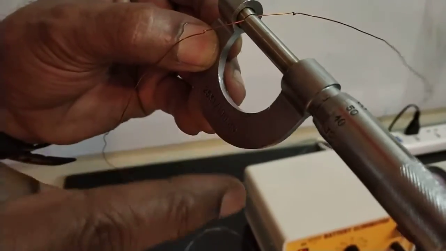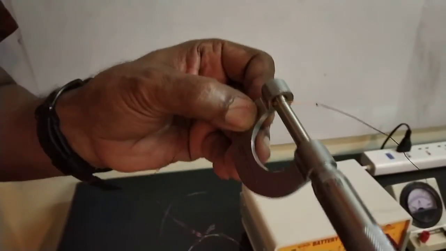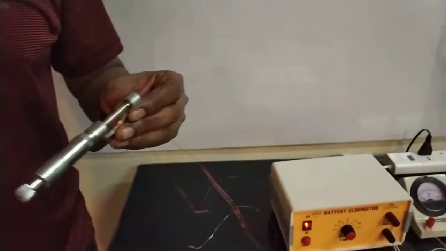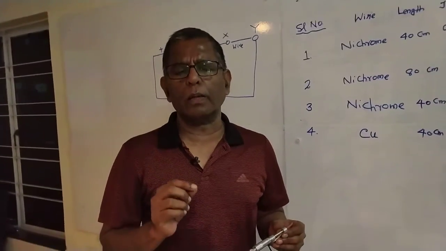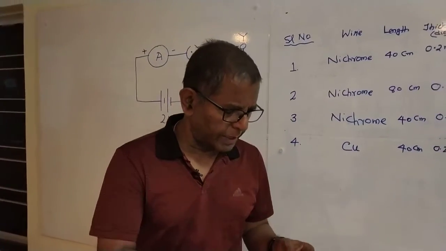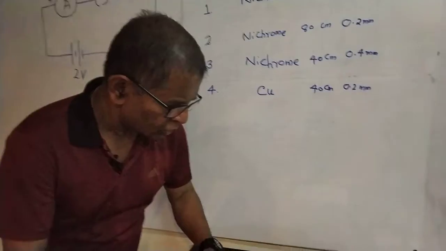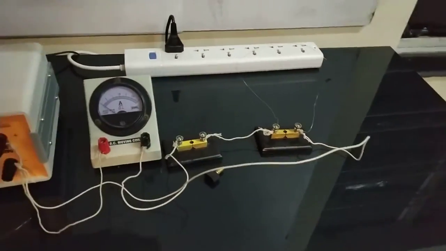It has a main scale and a rotating scale, and this is called a micrometer because you can measure the diameter up to 1 micrometer. That means 0.001 millimeter can be read from this. So we will be using 4 wires. The first wire is already connected.